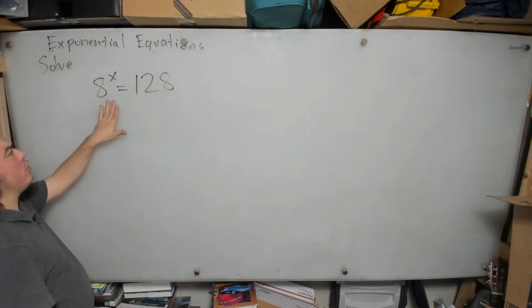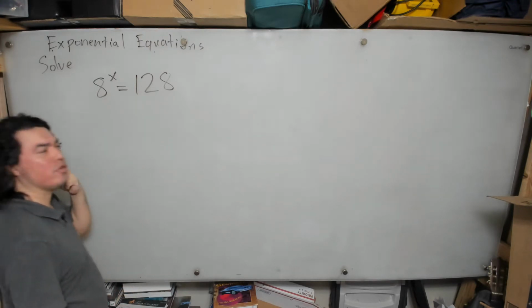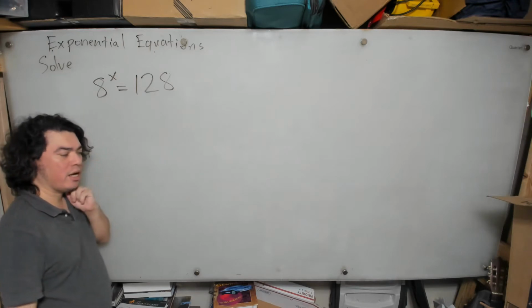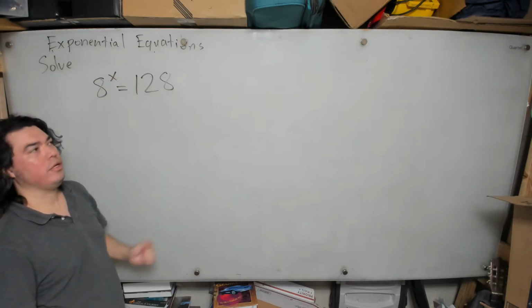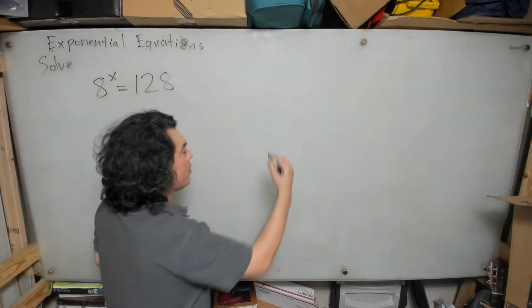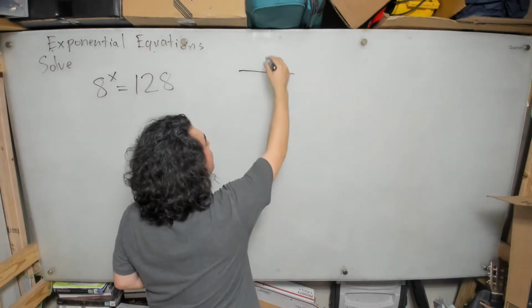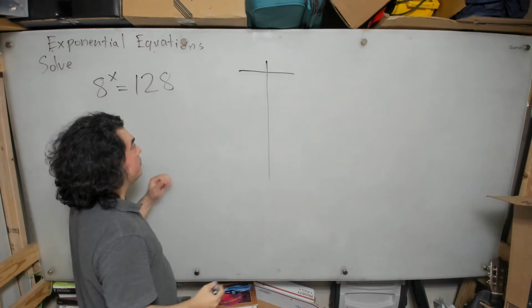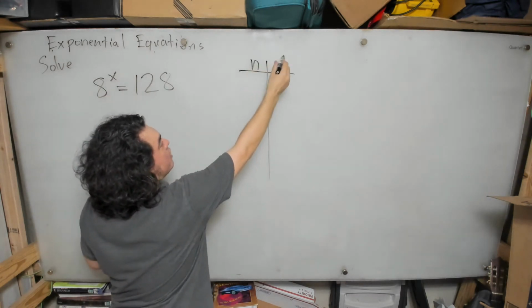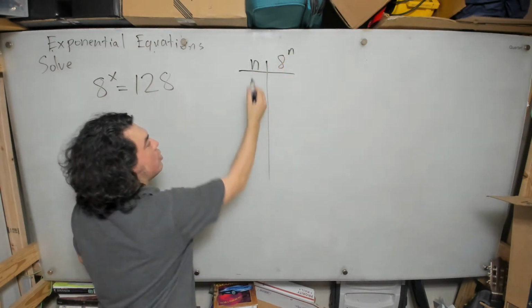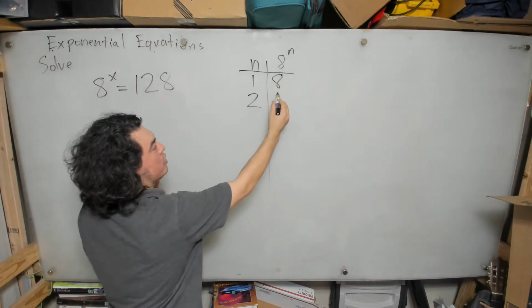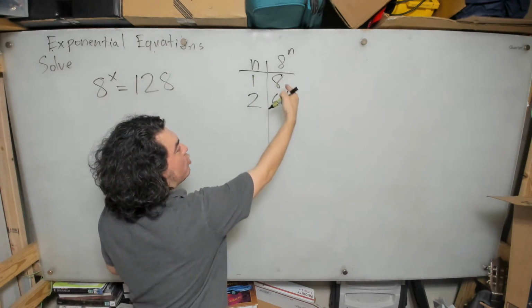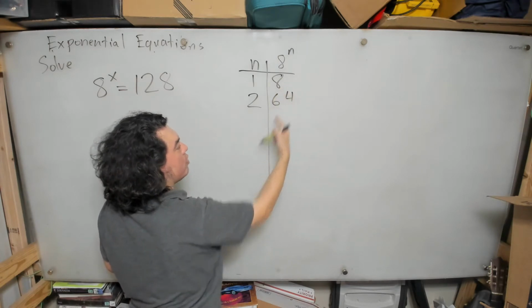So first of all, given the form and looking at our previous two examples, we might think to ourselves, okay, I'm going to write 128 as a power of 8, right? No big deal. Okay, let's do that. This will be my n, this will be my 8 to the n. Obviously 8 to the 1 is 8. And then 8 to the 2 is 64, because if I multiply 8 times 8, I get 64.